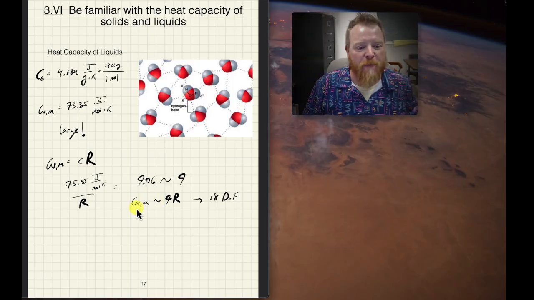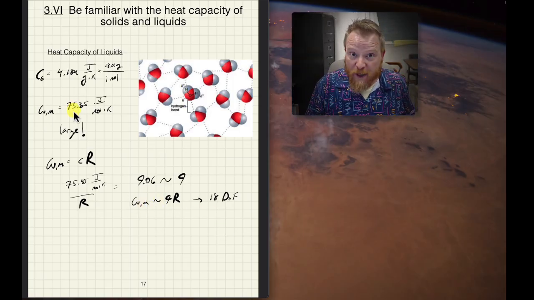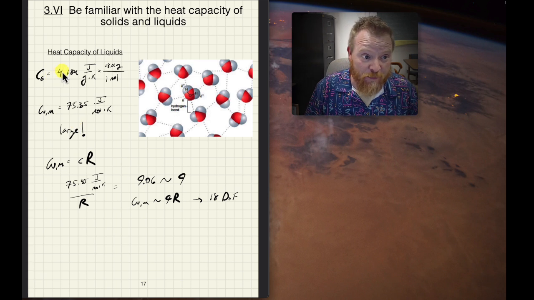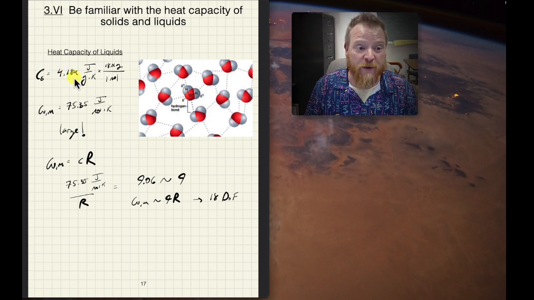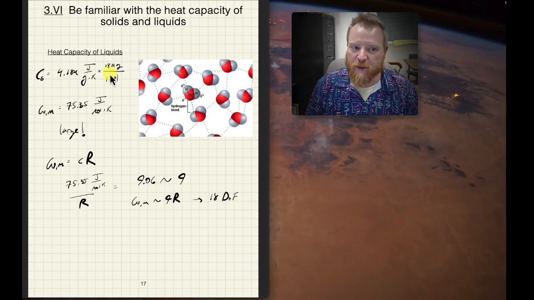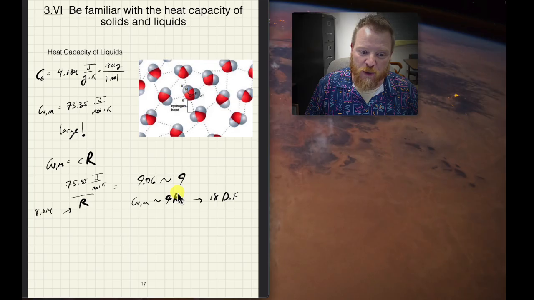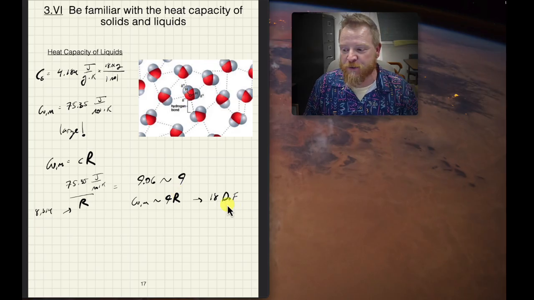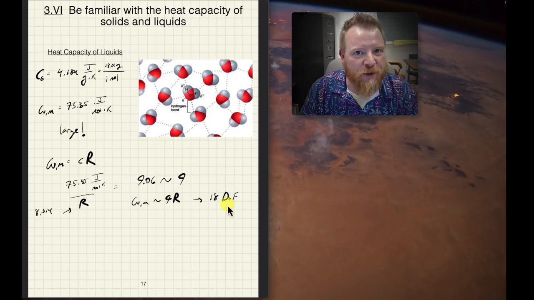So just backing up, taking this measured number, 4.184, which recall is also our definition of a calorie, using the molar mass of water, we get 75.35, and dividing it by 8.314, we got damn close to 9. Not exactly 9, but close. And that 9 refers to 18 degrees of freedom. Where does 18 degrees of freedom come from?